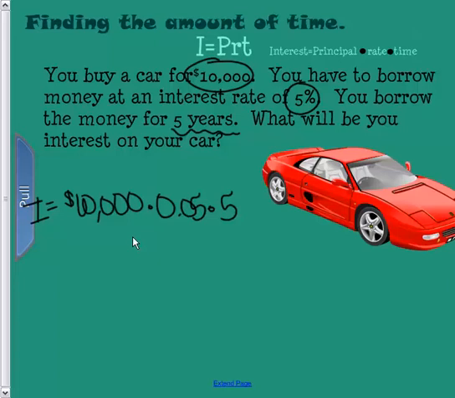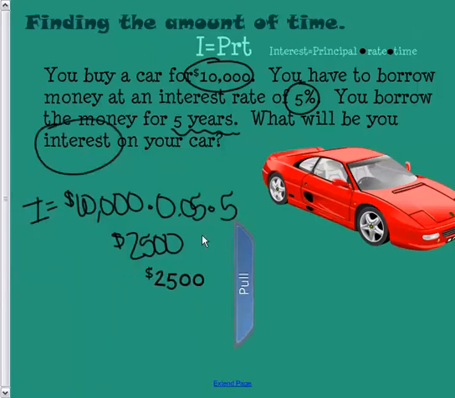Make sure that you are changing your percent to a decimal, and you would get $2,500. Okay, that's going to be your interest on the car. They don't ask you what the total car is going to cost. They just ask you the interest. So we're done. All right, and that's all I have for you today.